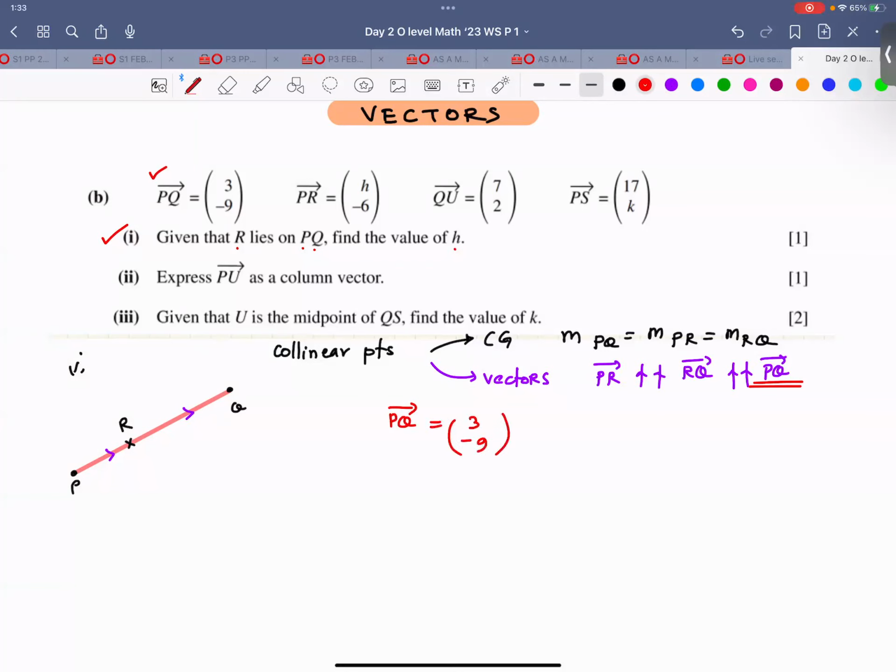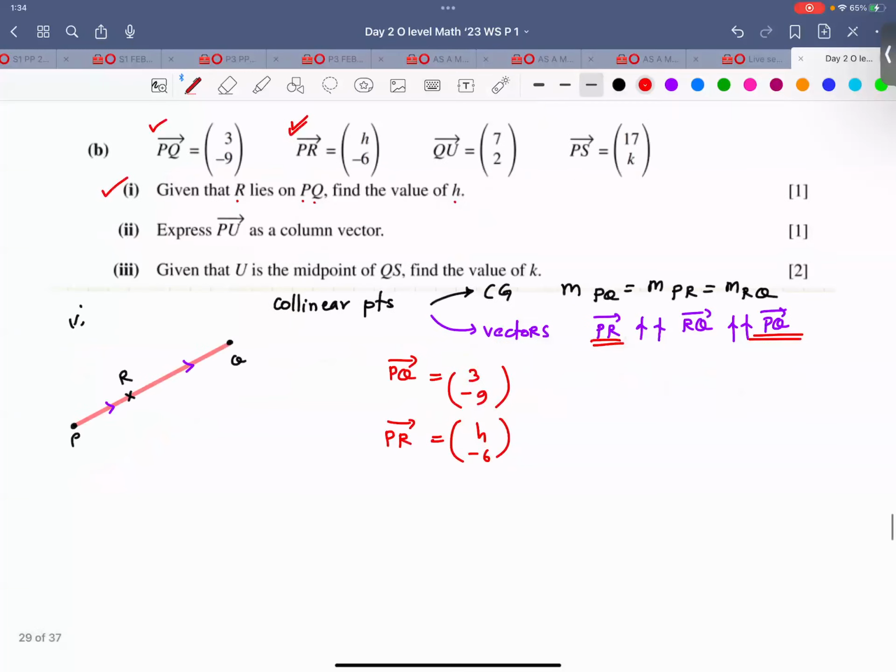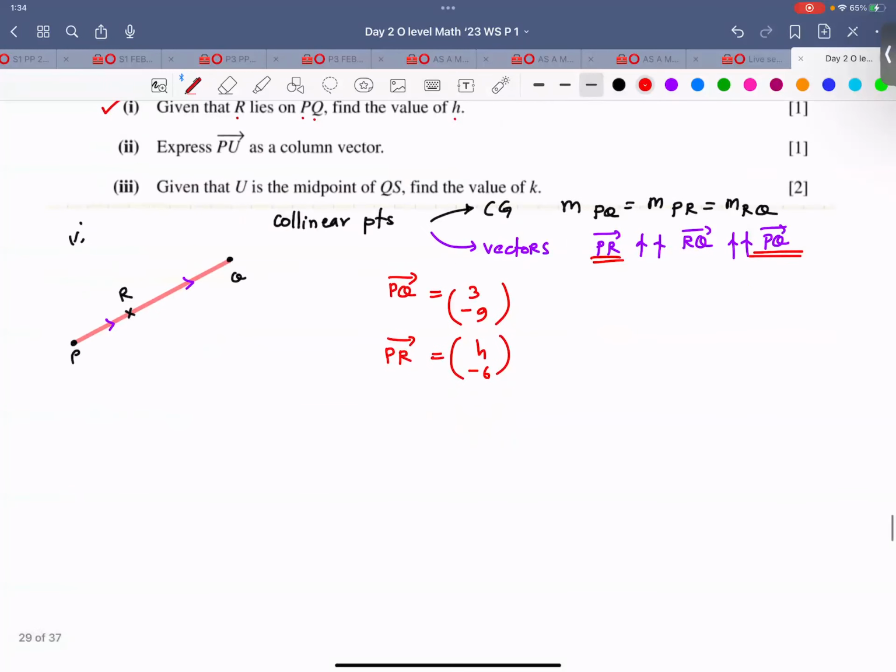Now, do I have PR? Yes, I have PR also. And PR is H and -6. So basically, I'm using these two. If 2 vectors are parallel, they are scalar multiples of one another. So I have 2 options to write. I can say PQ is a constant times PR, or I can write the other way around, PR is another constant times PQ. It doesn't make a difference.